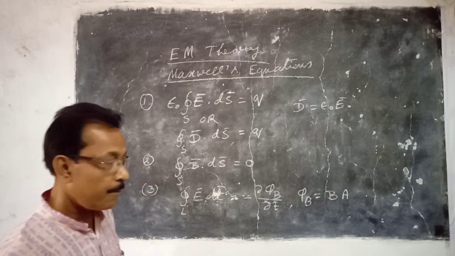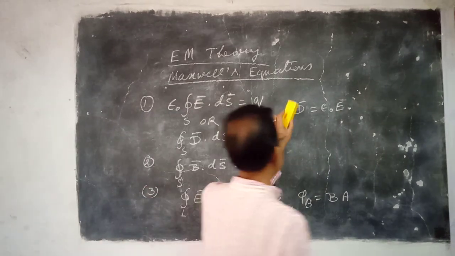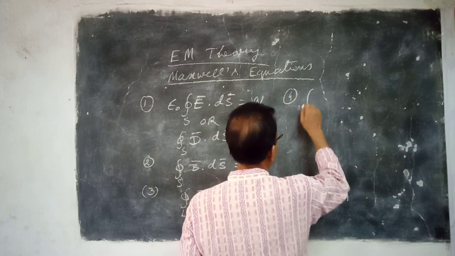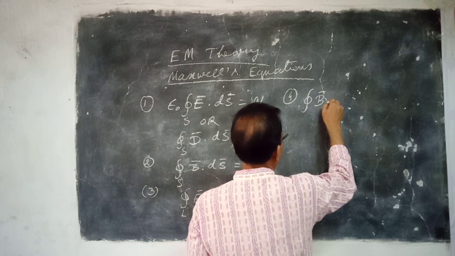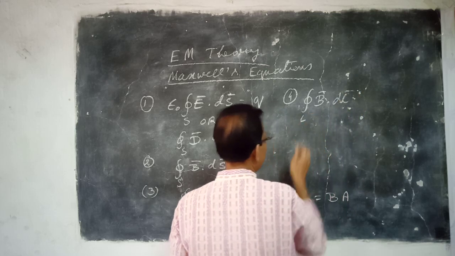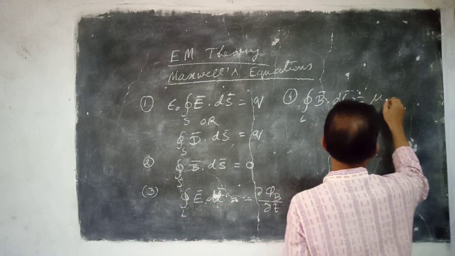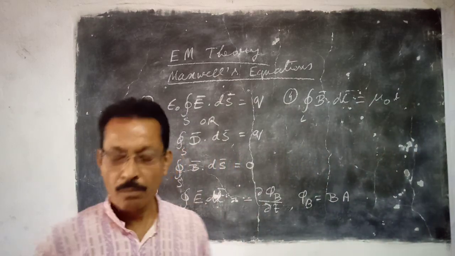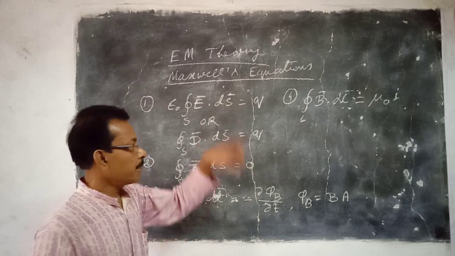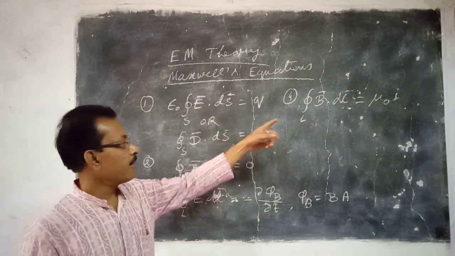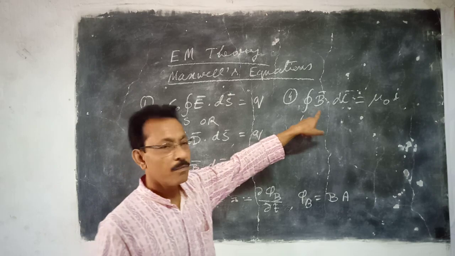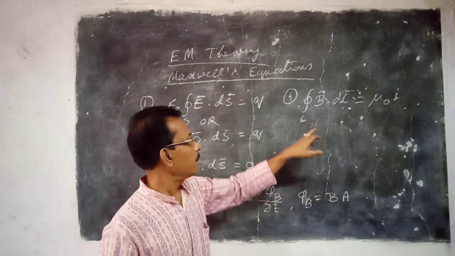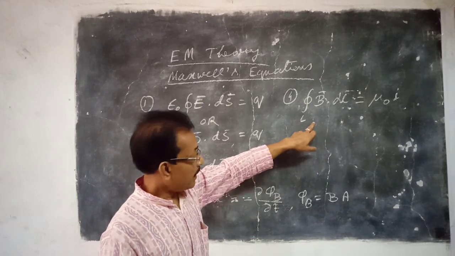Now, the fourth equation, that is the Ampere's law. B dot dl, closed line integral, is equal to mu 0 I. I is the steady current. Steady current flowing through a wire, then one can find the magnetic induction at a distance R by considering a closed path around it. So, this is the Ampere's law.